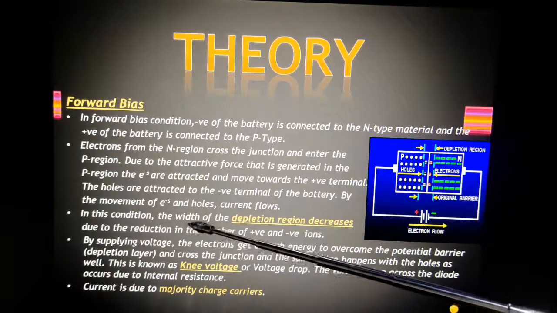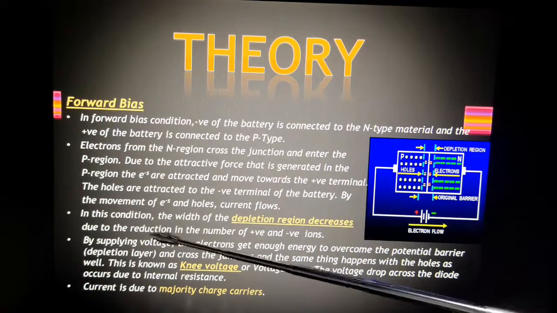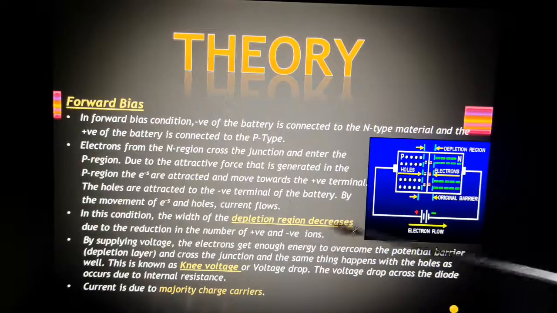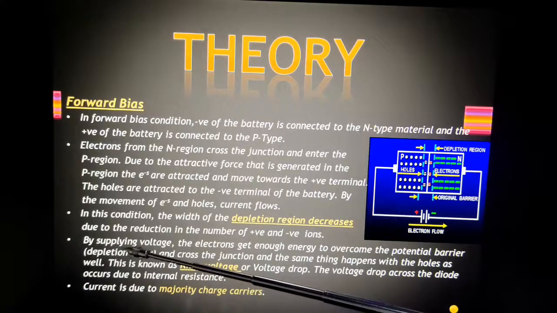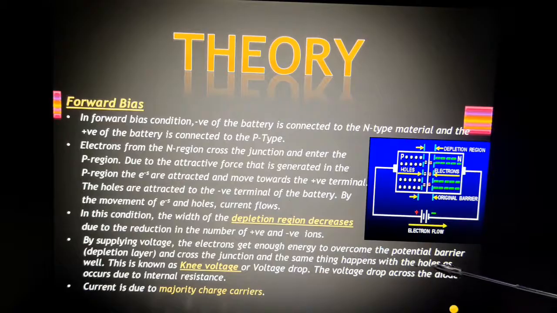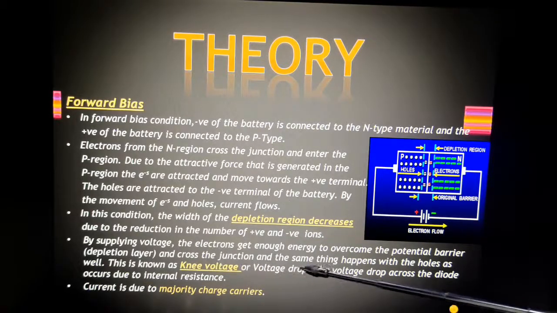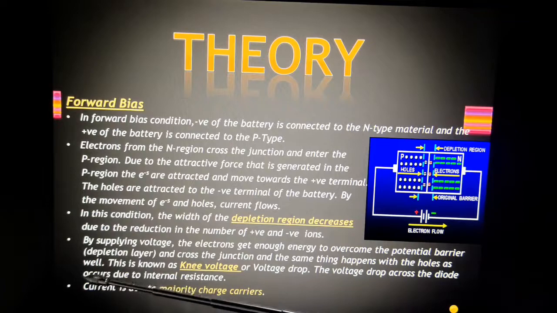In this condition, the width of the depletion region decreases due to the reduction in the number of positive and negative ions in the depletion layer. By the supplying voltage, the electrons get enough energy to overcome the potential barrier of the depletion layer and cross the junction, and the same happens with the holes as well.